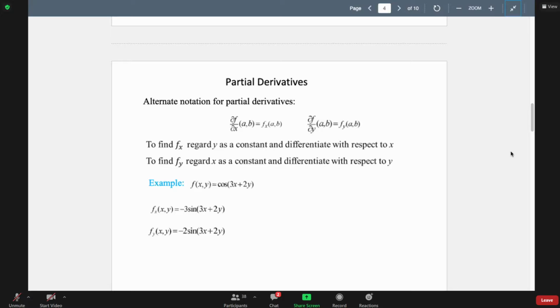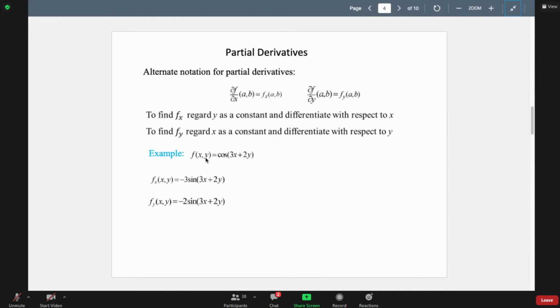So here is the example. That's an easy process, of course. So you see here, a function of two variables, f(x, y) is cosine of (3x plus 2y). Well, to differentiate with respect to x, you assume that y is constant. So of course, the derivative with respect to x is minus sine of (3x plus 2y), and the derivative of the inner function is 3. So the derivative is minus 3 sine of (3x plus 2y). Similarly, the derivative with respect to y, now x is constant. So the derivative with respect to y is again minus sine of (3x plus 2y), and the derivative of the inner function is 2. So that's why we have minus 2.